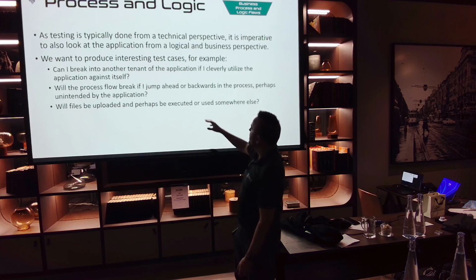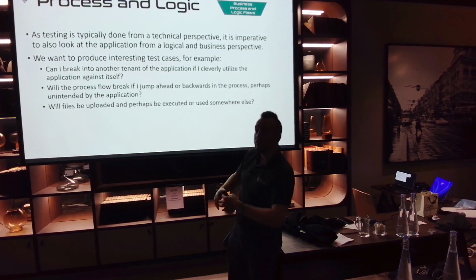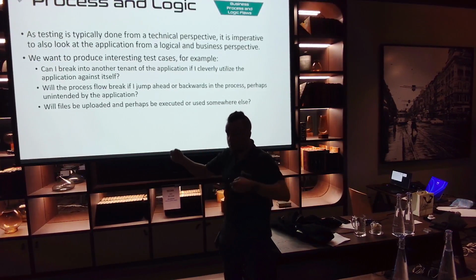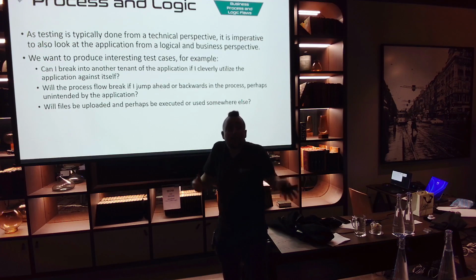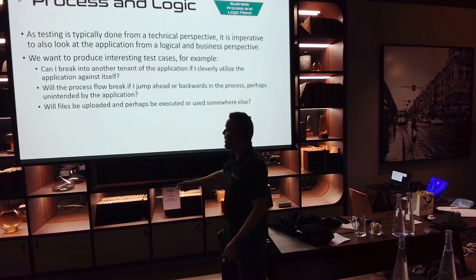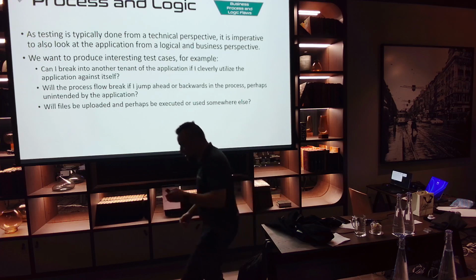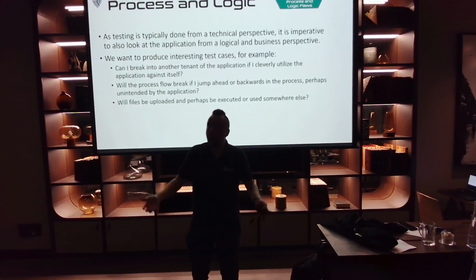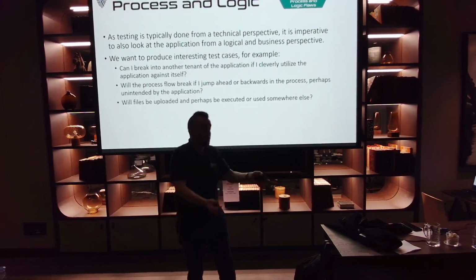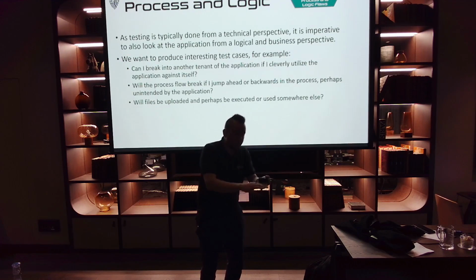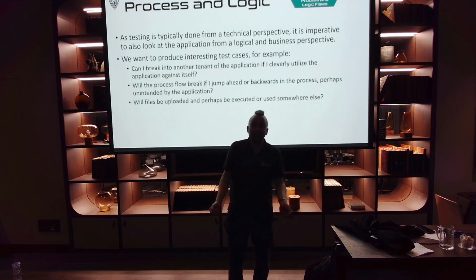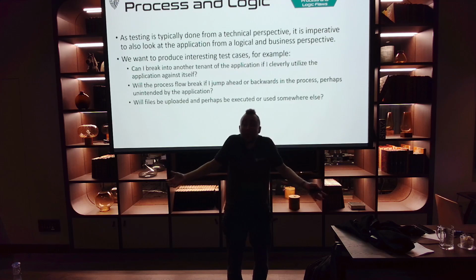So maybe we can produce some test cases, like maybe we can break into other tenants by, say, abusing some kind of feature, some kind of function. Maybe we can find process flow breaks if we say, maybe we need to go through step 1, step 2, step 3 to buy a product from the web application. Maybe we can put something in our cart, update the cart. Maybe we can check out, add our payment details, and so on. Well, what happens if you update the cart, remove the cart, go to payment, go back to the cart, add something? Does something break? Does it work?